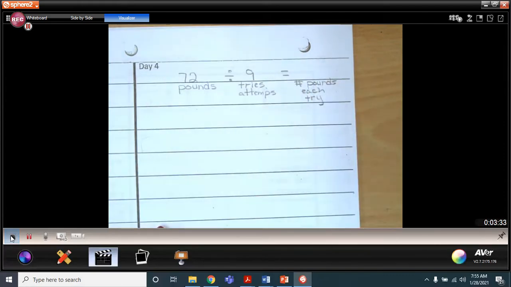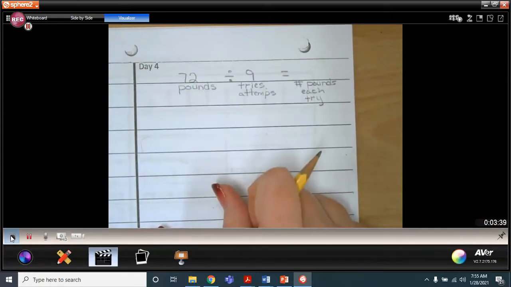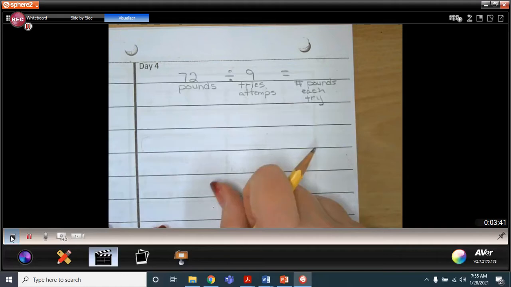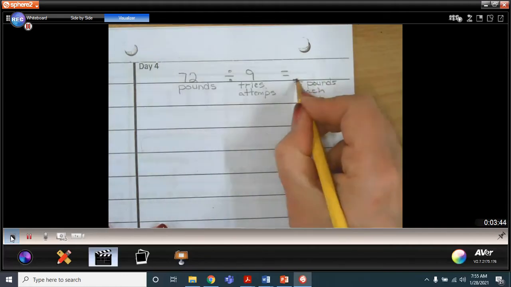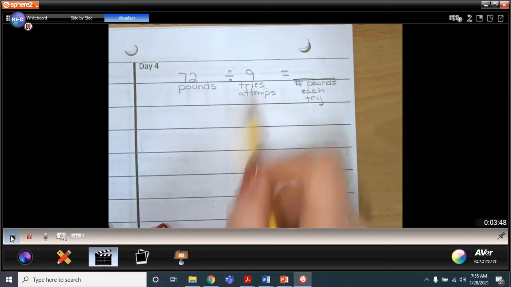Okay, so try with a Y, drop the Y, change it to an I, add ES, makes tries. So that may be something that you guys are doing in language arts right now with Miss Badger for ELA, because you guys are working on verbs and try is a verb.